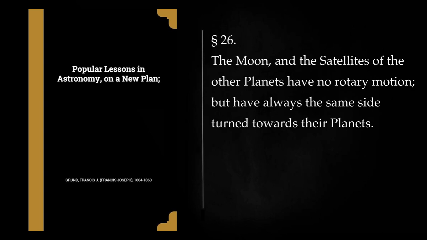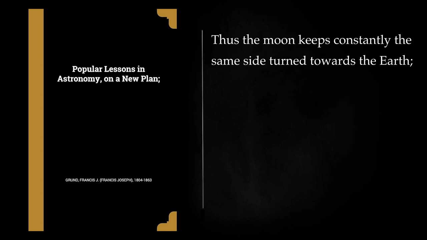Section 26. The moon and the satellites of the other planets have no rotary motion, but have always the same side turned towards their planets. Thus the moon keeps constantly the same side turned towards the Earth.